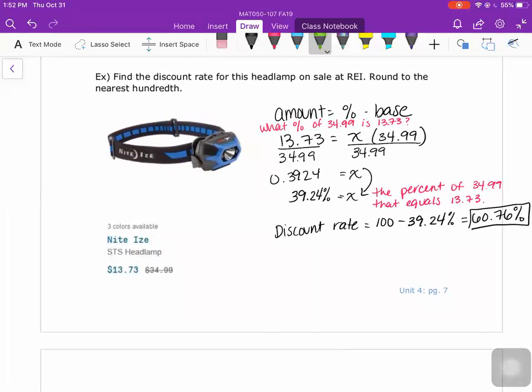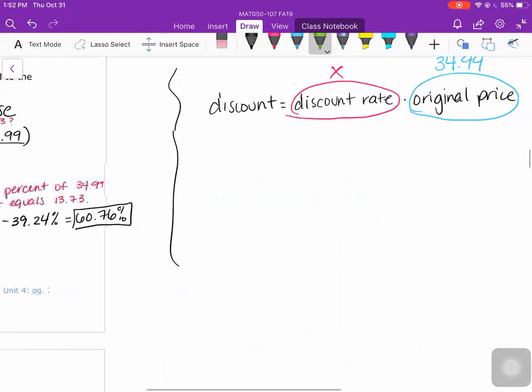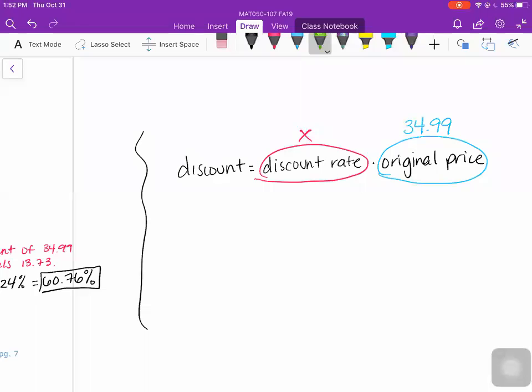Let's go back to our advertisement. Can I figure out how much of a discount I got in terms of dollars? Subtract. Right. We're going to subtract $34.99 minus $13.73. And that's how much money we're actually saving, right? And that's what your discount is. It's how much money you're saving. All right, so someone tell me what the discount is. $21.26.